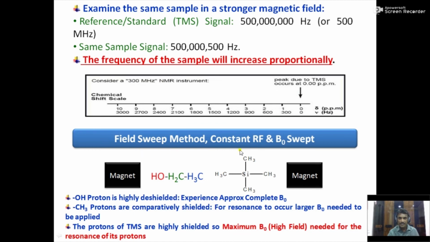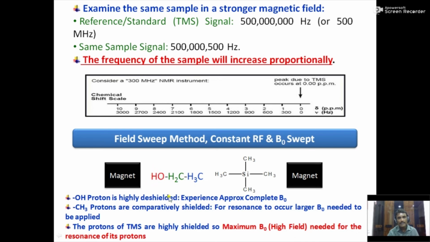Then the field sweep method. In the field sweep method, we know that we are sweeping the magnetic field, we are keeping the radio frequency constant, and B0 is swept. We are continuously changing B0. The first signal will be of OH. In this case, the proton of OH is deshielded because oxygen is highly electronegative, it will pull the electron density nearby away from this proton. That's why this OH proton is deshielded, it does not have sufficient electron density nearby.